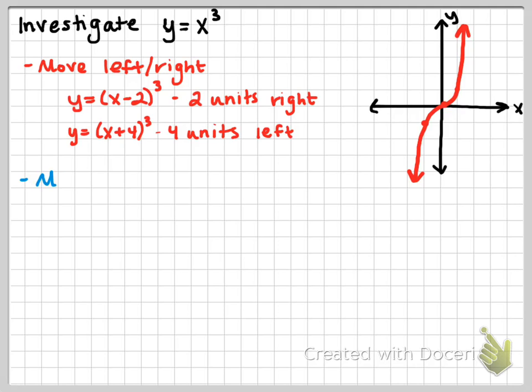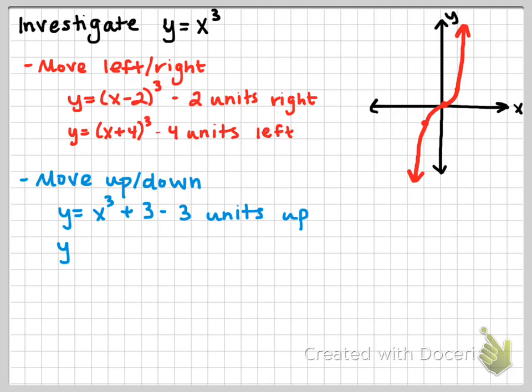Okay. The other thing we can do is we can move it up and down, and it happens the same way. If I have that plus 3 after my x cubed, it'll move it 3 units up. So it'll go from right here where it's at, it'll go 3 units up. And if I have x cubed minus 2, it'll take it 2 units down in the center.